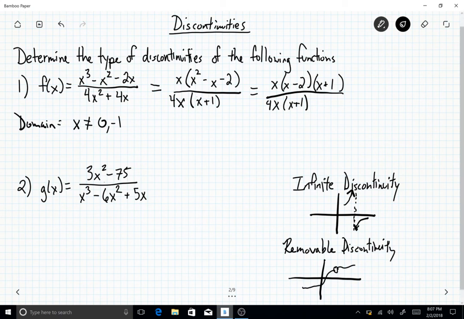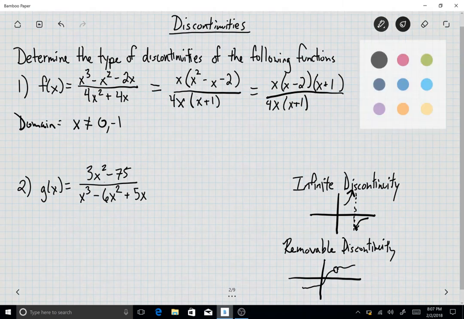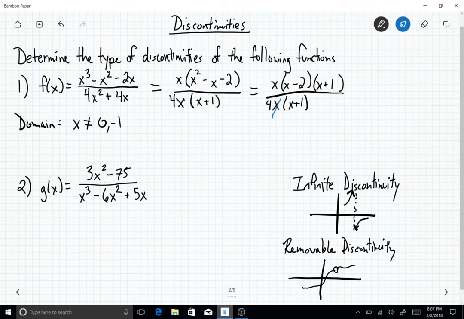Notice the multiplicity, if you remember what that is, of the x equals 0 factor in the denominator is 1. And the same thing happens up above. And let me actually make a different color here. So with the blue, what's going to happen is that those two things cancel out. And since they cancel out, what you actually have is a removable discontinuity at x equals 0.